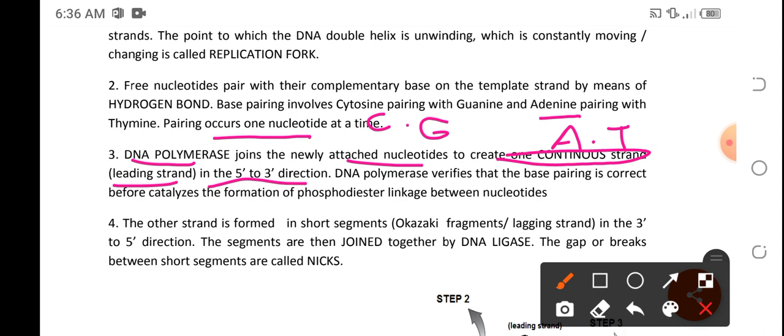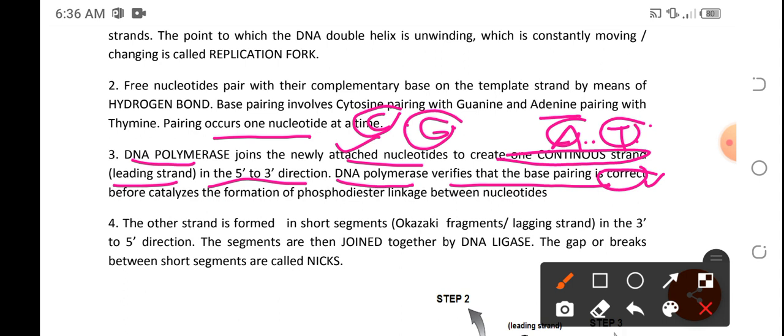Also, aside from joining these new nucleotides together, DNA polymerase also verifies if the base pairing is correct. So, hindi lang niya ina-attach together, rather, tinitignan pa rin niya kung correct ang base pairing, that the cytosine will pair with guanine and adenine will pair with thymine and vice versa. Okay, so, check din niya before it catalyzes the formation of phosphodiester linkage between these nucleotides.